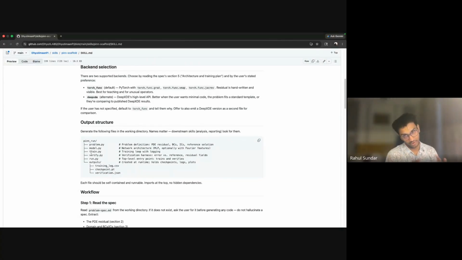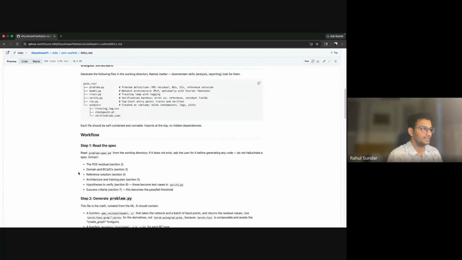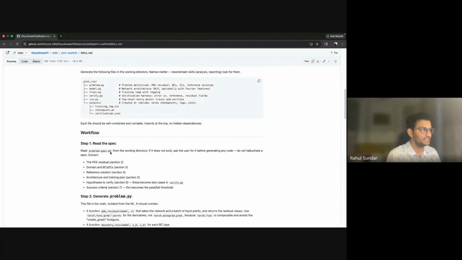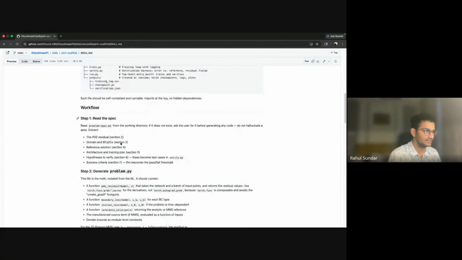So I have a model script, I have a problem script, which translates the problem framing into the entire set of functions such as physics laws, etc. I'll show that in a bit. And you look at the training script, verification script, your errors, reference solutions, plots, etc. Then you look at the run script, just a traditional ML code-based structure. And then you have your checkpoints, logs, verification. And then these outputs become your artifacts to be handed off over to the analysis and report.